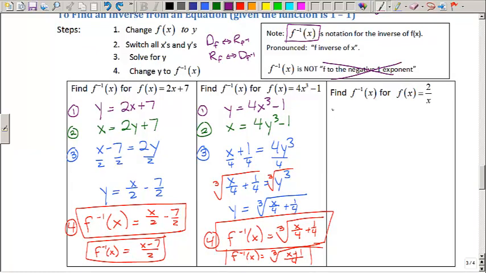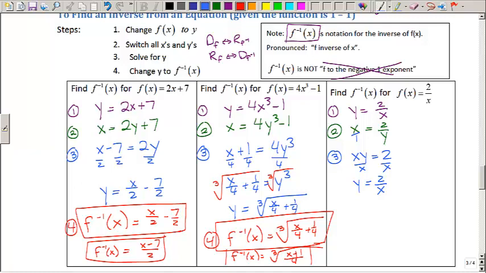For my last problem, I have f of x is equal to 2 over x, and I'm still trying to find the inverse. First, I take out f of x and replace it with y. Next, I interchange all of the x's and the y's, creating a new function, an inverse function. And to solve for y, I'm going to cross multiply here. I have xy is equal to 1 times 2, or 2. To solve for y, I'm going to divide by x, and y equals 2 over x.